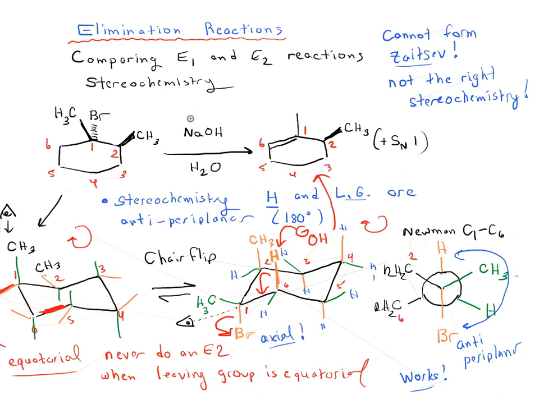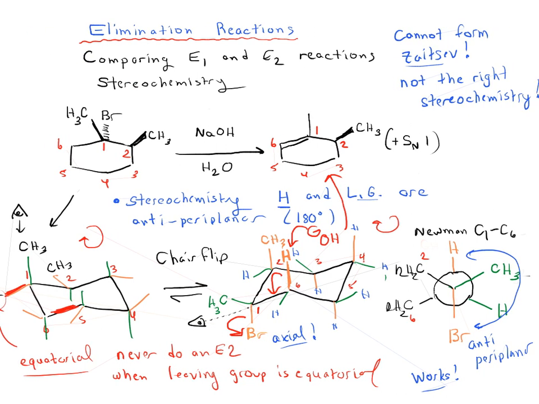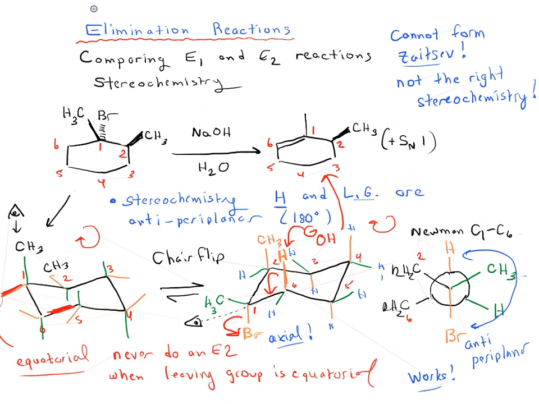Okay, so just to review, that is how stereochemistry can impact the E2 as opposed to the E1. So the bottom line here is that we cannot form the Zaitsev no matter what through a chair flip. So in other words, in this case, we have to form the trisubstituted alkene because forming the tetrasubstituted alkene product is just not possible here.